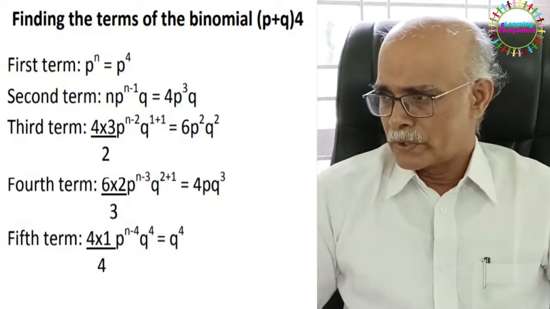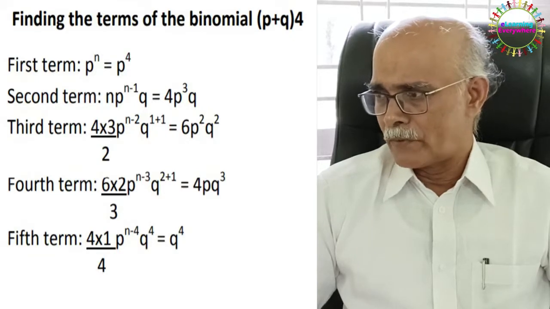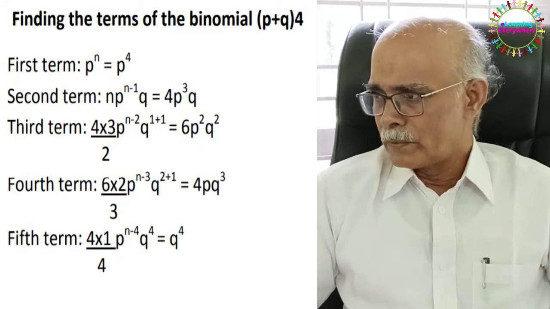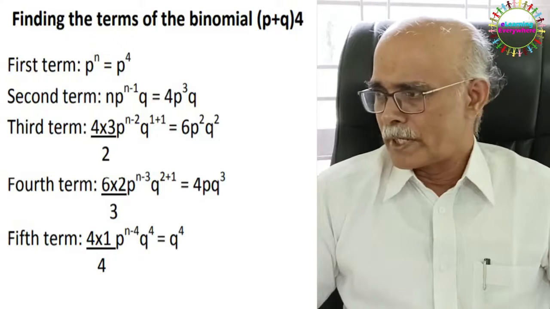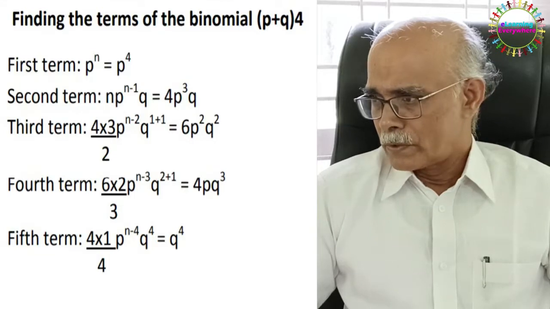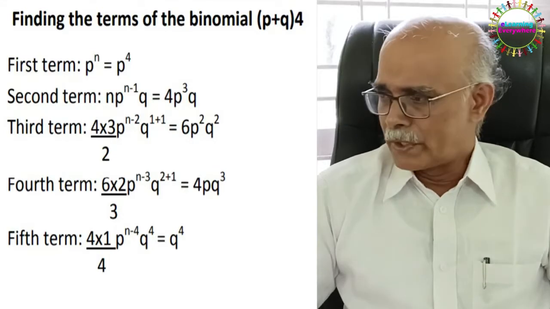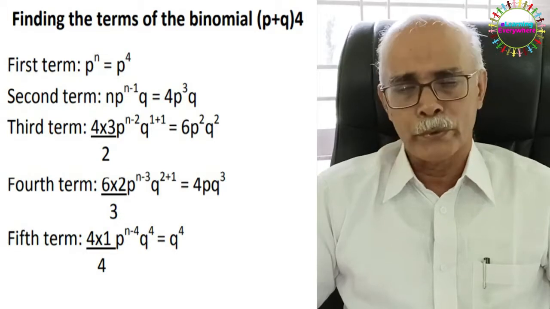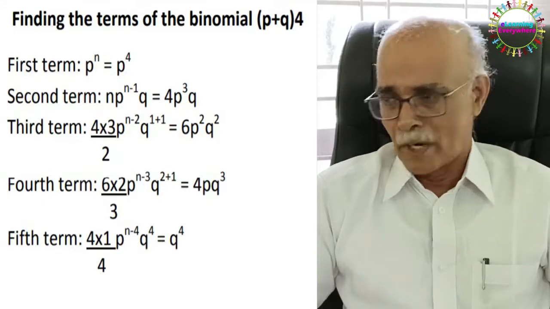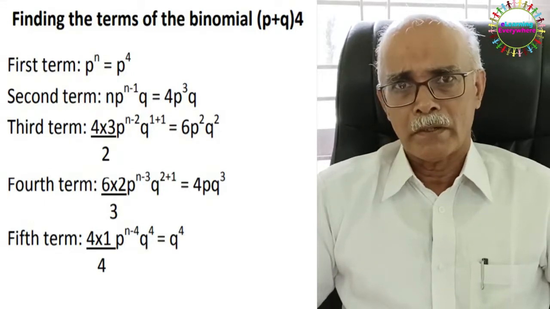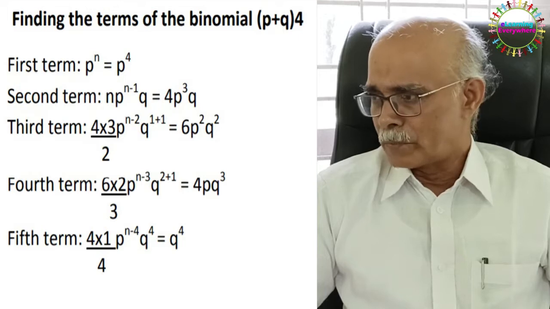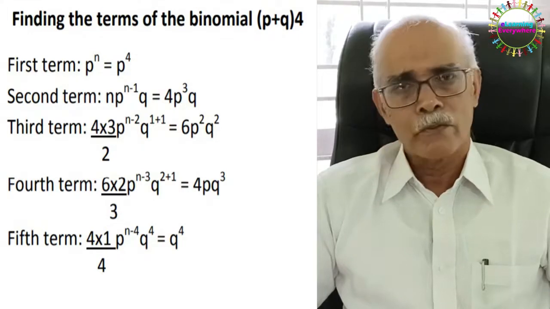And then the fourth term is again calculated. To calculate the coefficient of the fourth term, it is 6 into the power of p, 2, divided by 1 more than the power of q, that is 3. So when calculated, it comes to 4pq cubed. And the fifth term is 4 into the power of p, 1, divided by 1 more than the power of q, 4, and when calculated it comes to q raised to 4.